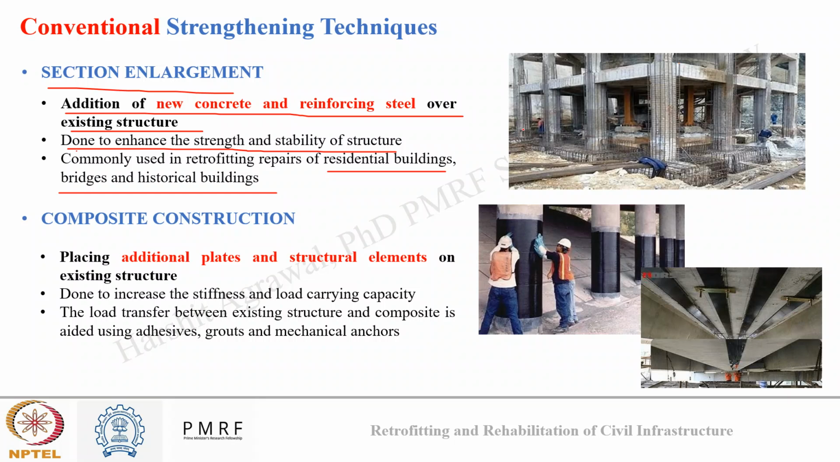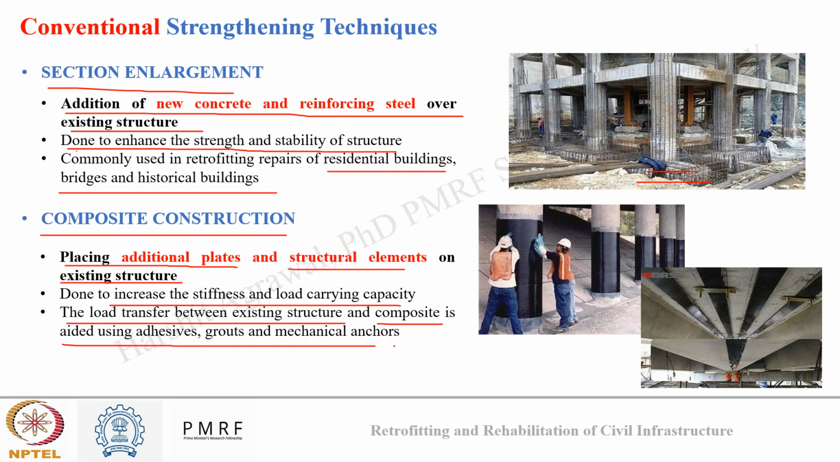So you can see here one example of how a building is repaired by section enlargement from all the sides. Okay. Second method can be composite construction. This involves placing additional plates and structural elements on the existing structure. This is done to increase the stiffness and load carrying capacity. And the load transfer between existing structure and composite is aided using adhesives, grout, and mechanical anchors.